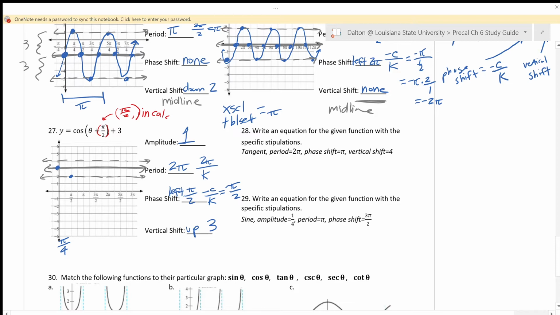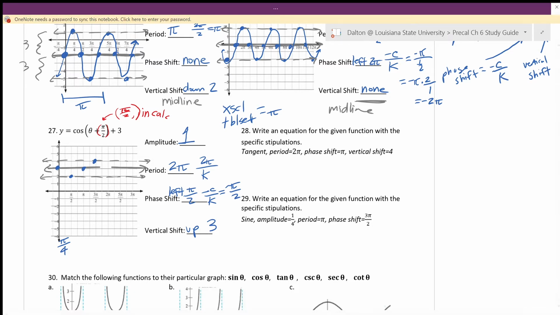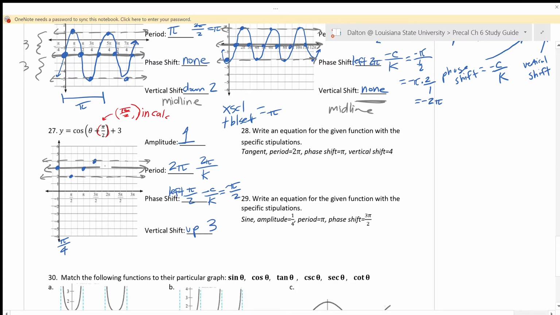But at pi, you're again up to 3. At 3 pi over 2, you're up to 4. Back down to your midline. At 2, oh wait, both of those are wrong. Shoot. Okay, let me repair my midline. Okay, at 2 pi, we're at 3. At 5 pi over 2, we're down here to 2. At 3 pi, we're back up to 3. So your curve will look like this. Okay, so that's how you graph these functions.